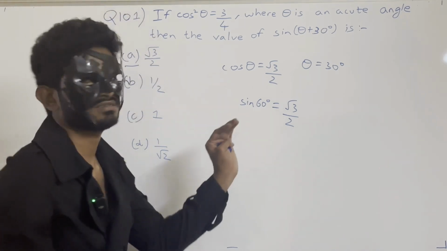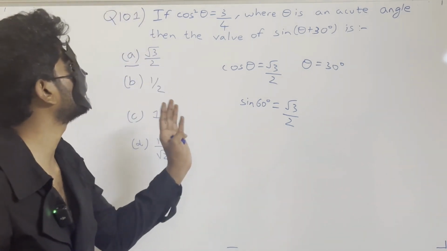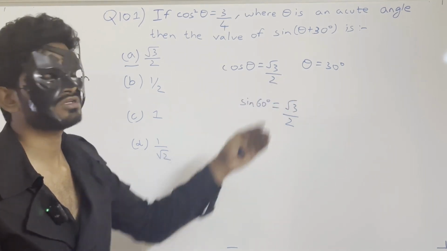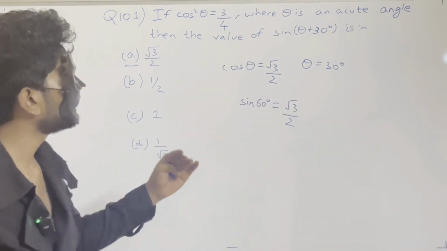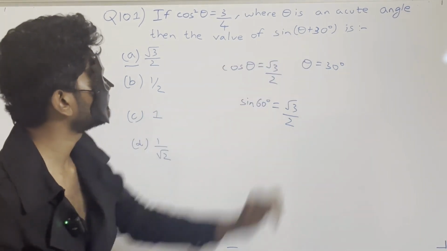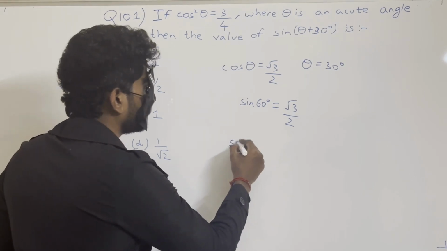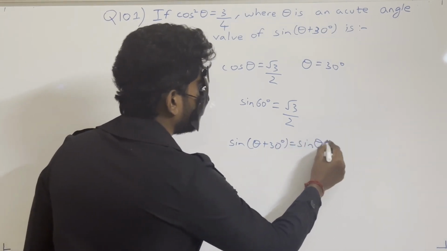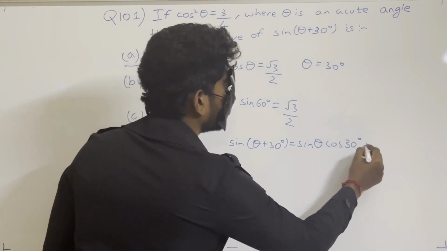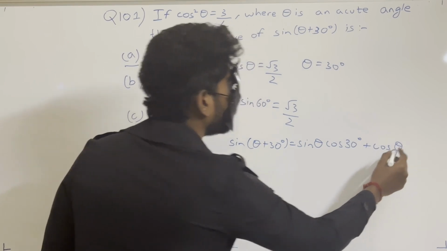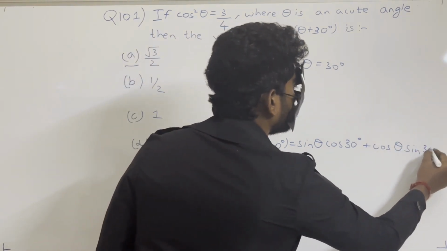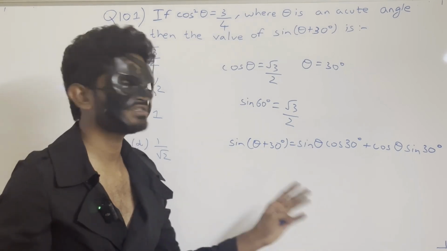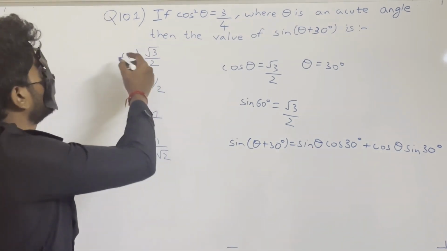But suppose here they have given a different value. Suppose if you get cos theta value here instead of root 3 by 2, if you get cos theta value is equal to 1 by 4, then you will not be able to find theta value, right? Then you will have to expand this formula. What you will get is sin theta plus 30 degrees is equal to sin A cos B plus cos A sin B. Cos A is nothing but cos theta, sin B is nothing but sin 30. You will have to find sin theta value, cos theta value, and you will substitute in this formula and you will get the value. So here option A is right.